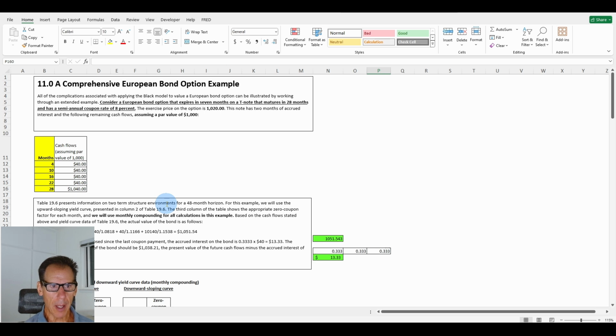Example, this is going to be pretty heavy in the calculation side, on the equation side. Well, let's get started here.